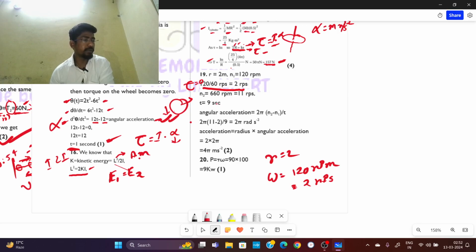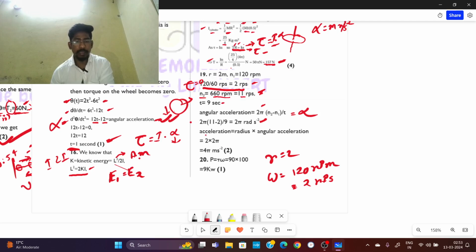Now, the second one has the RPM of 660. That means you will divide it by 60 and get 11 RPS. This time is given as 9. The formula for angular acceleration is omega 2 minus omega 1, the change in angular velocity, by time. So you will get 2 pi radian per second squared. That is the angular acceleration, the value of alpha.